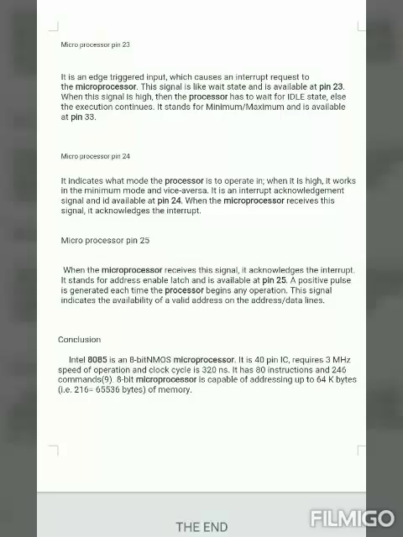Conclusion: Intel 8085 is an 8-bit microprocessor. It is a 40-pin IC that requires a 3 MHz clock speed and has 80 instructions. The 8-bit microprocessor is capable of addressing 64 KB of memory.